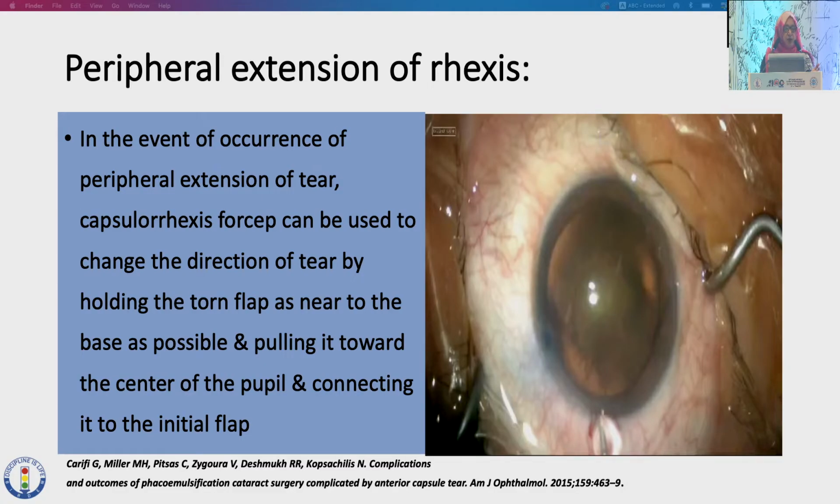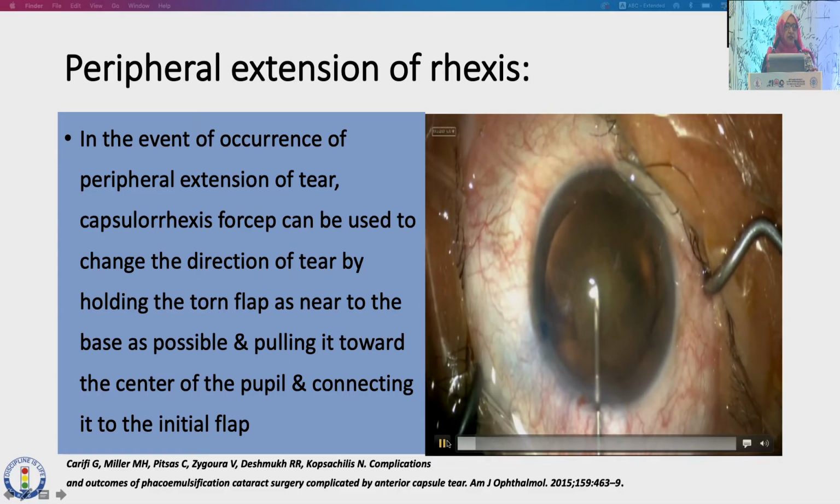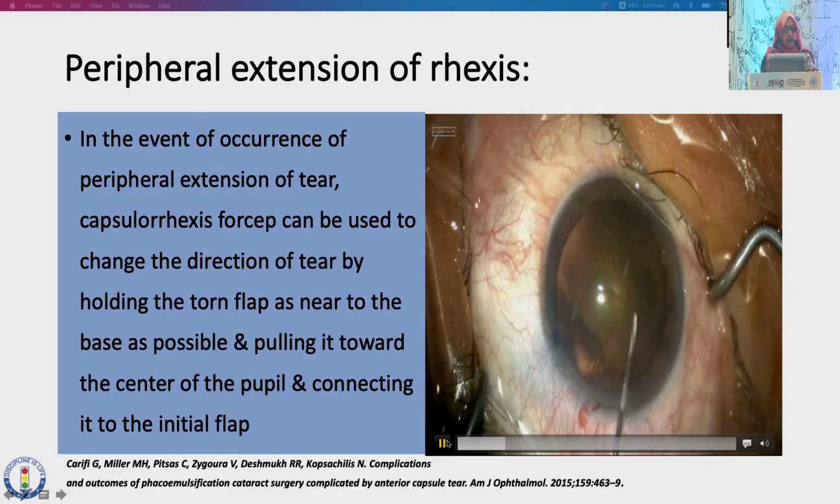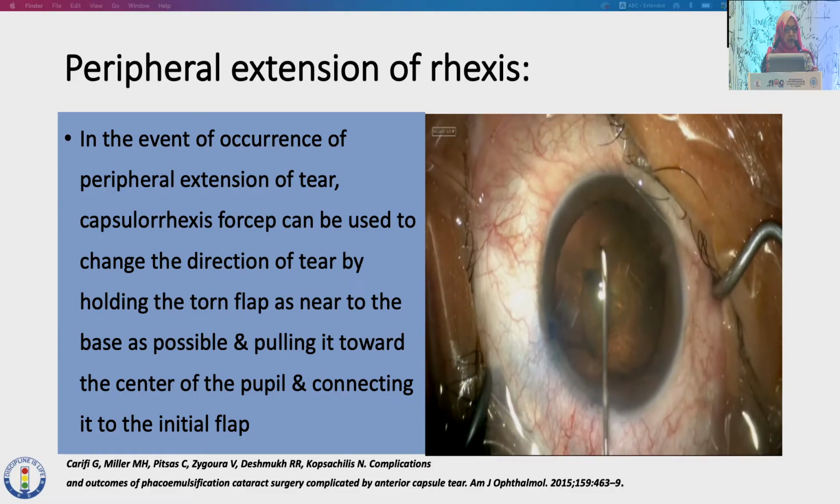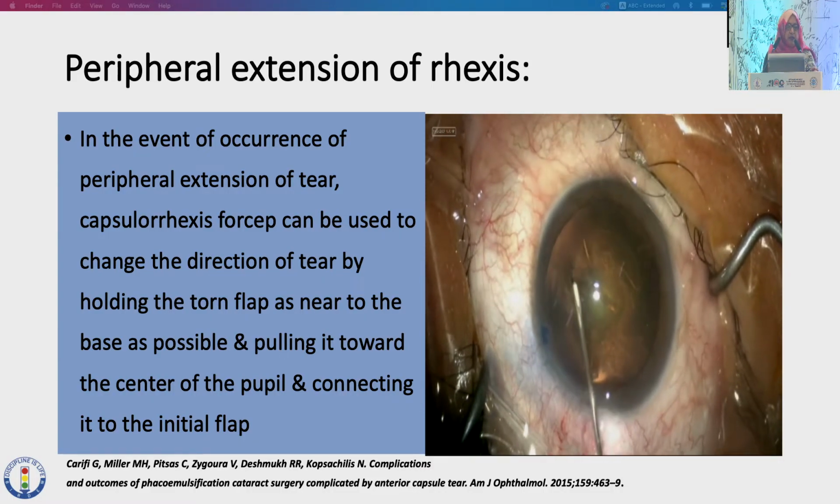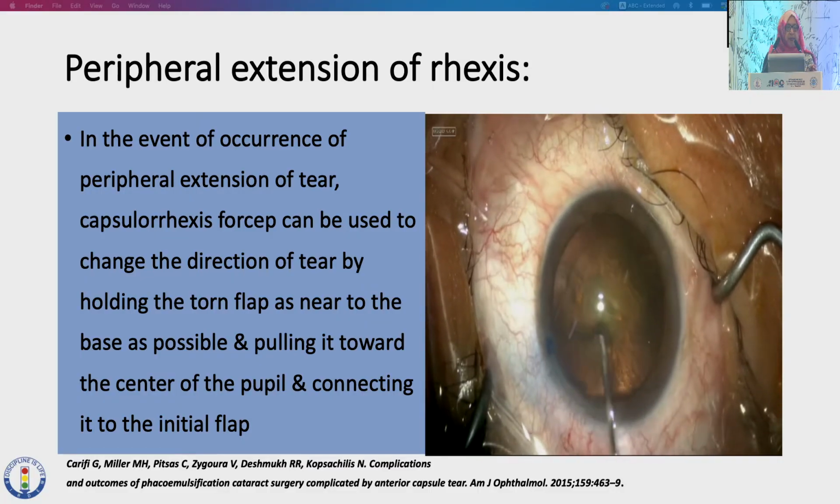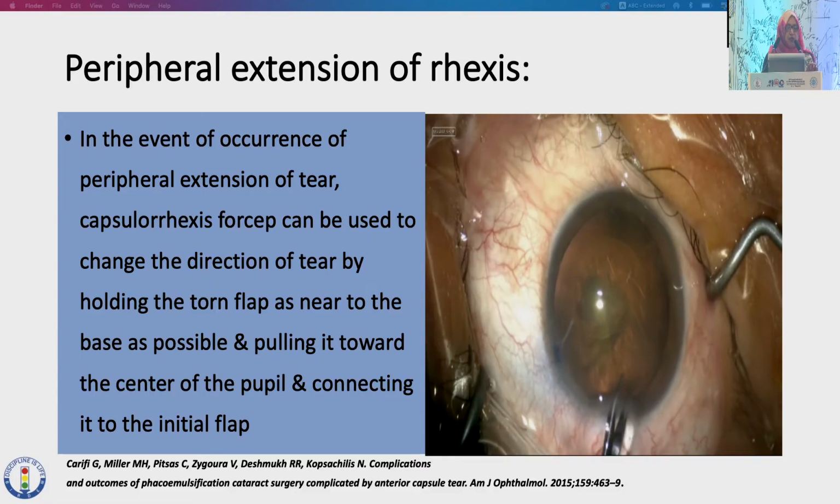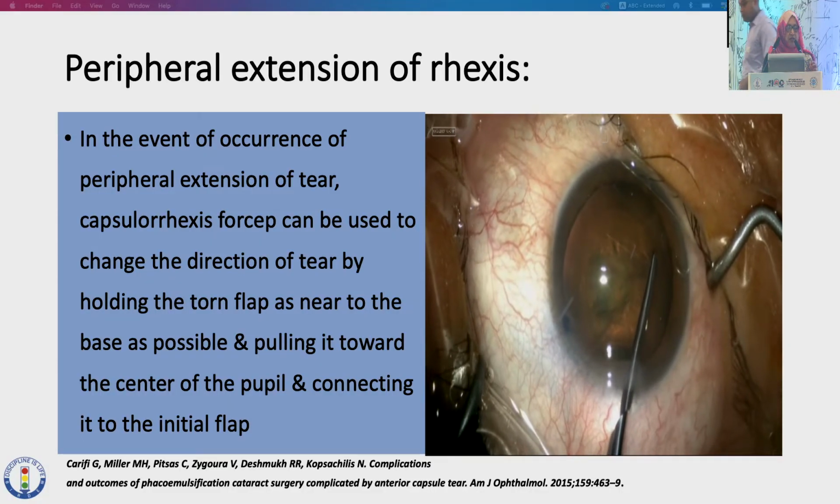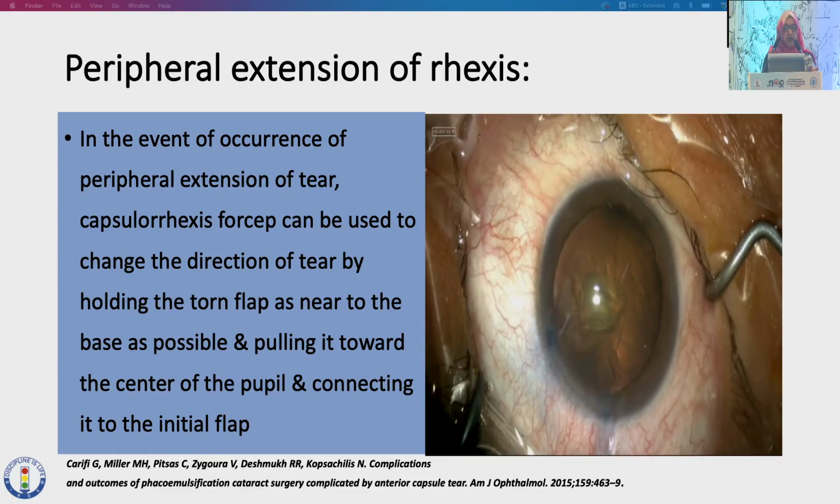In the event of peripheral extension, capsulorhexis forceps can be used to change the direction of the tear when it happens. The forceps can be used to hold the torn flap as near to the base as possible, pulling it toward the center of the pupil and connecting it to the initial flap.